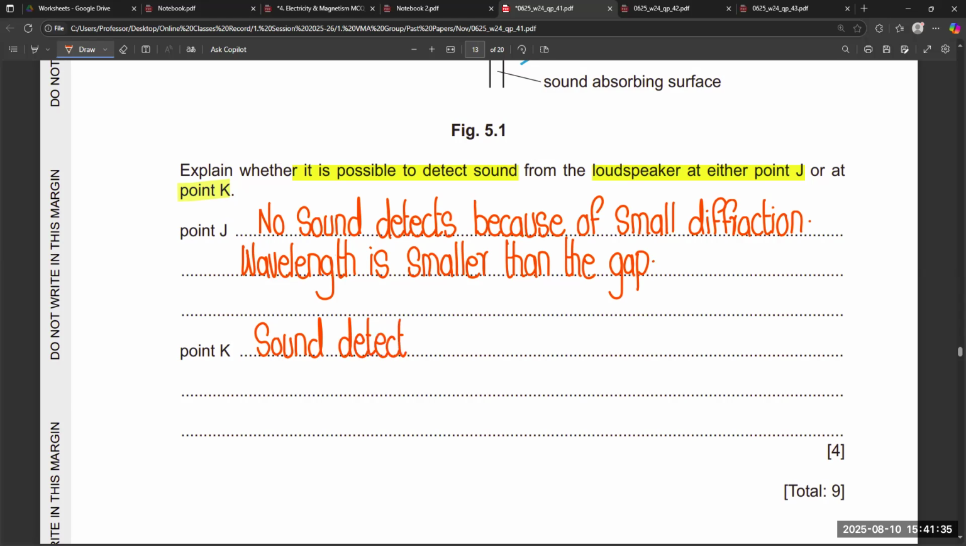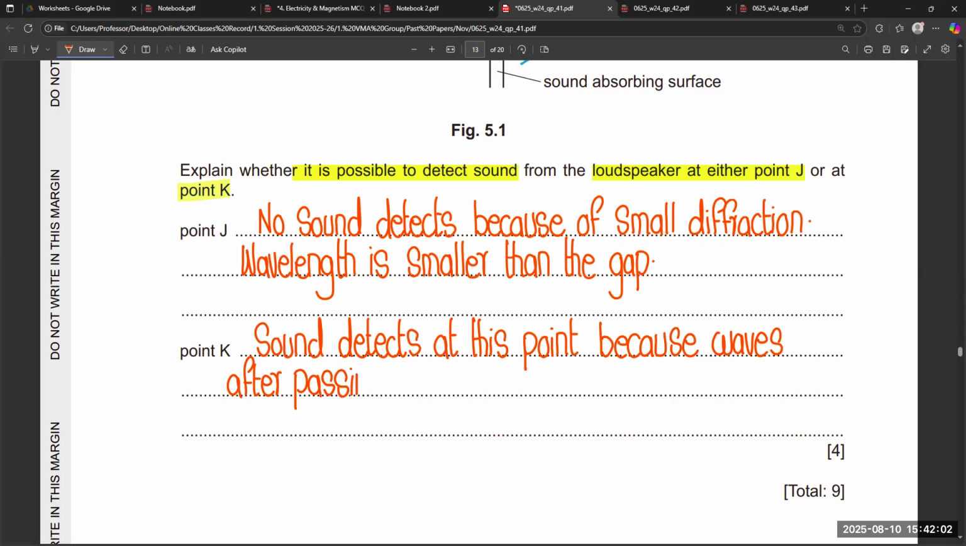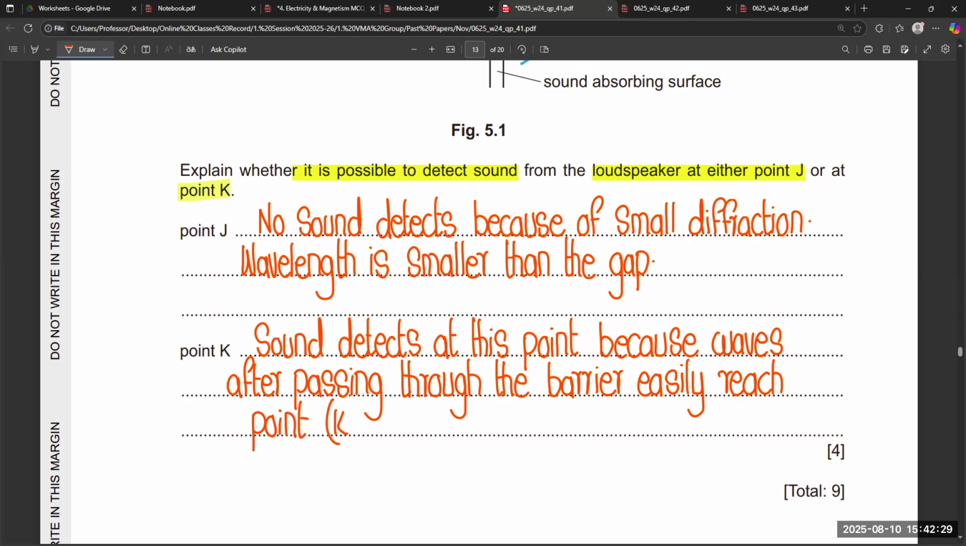sound detects at this point because waves after passing through the barrier easily reach point K. So this is the explanation of this specific part of the question, which is depending upon the diffraction.